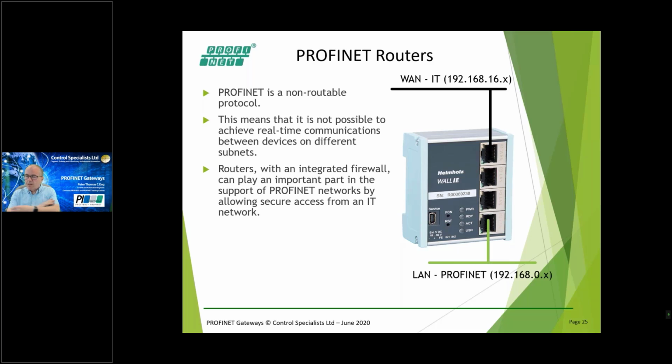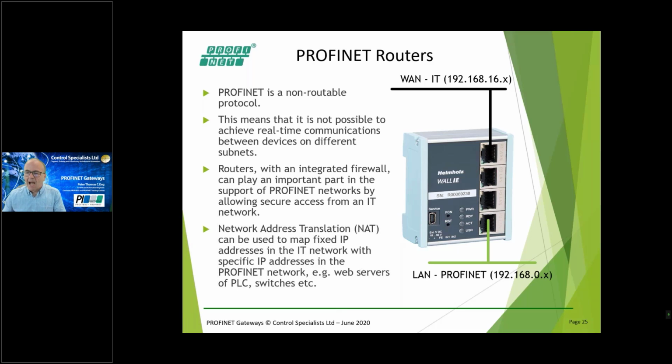Basically, we have at the bottom the PROFINET network, and at the top some IT network. And the reason for putting this in is that we would like to sit on our office network with some kind of conventional browser, Google Chrome, whatever, and we want to access diagnostic information on the PROFINET side of things without actually plugging into the PROFINET side of things. And what we're going to use is something called NAT, Network Address Translation.